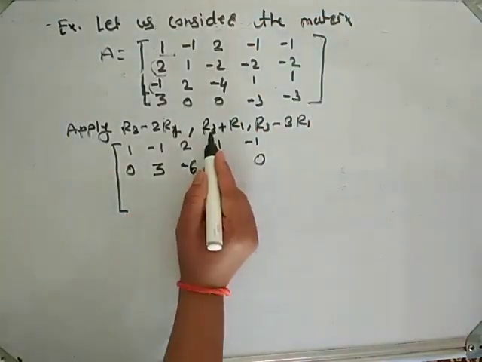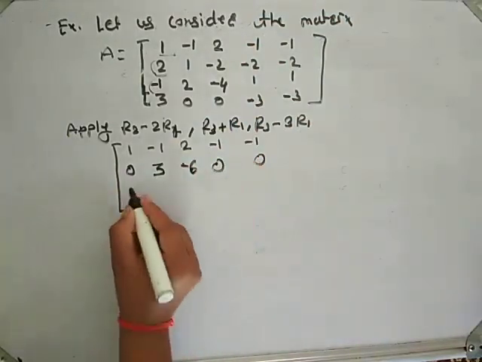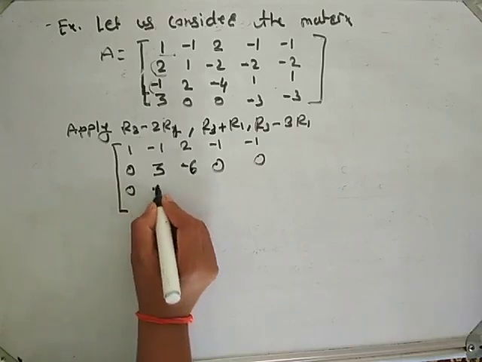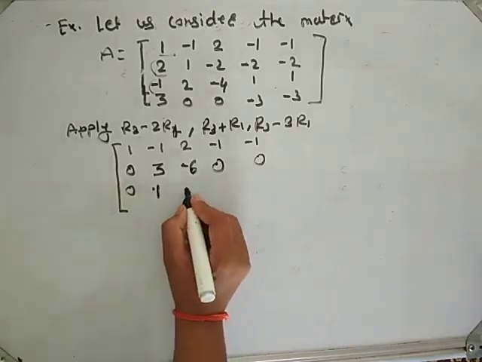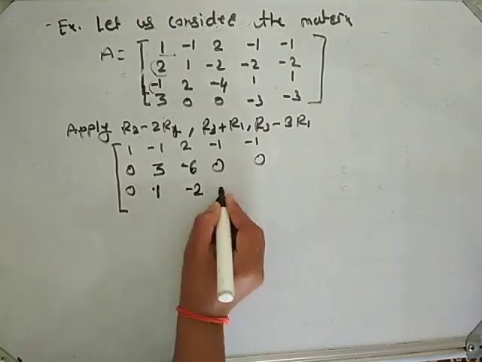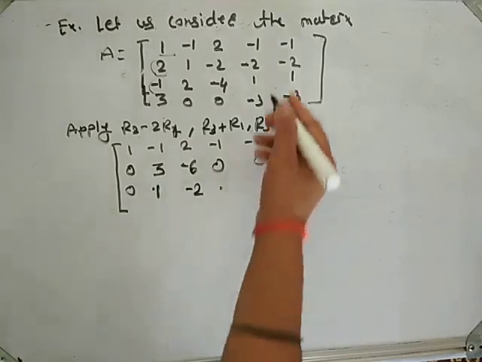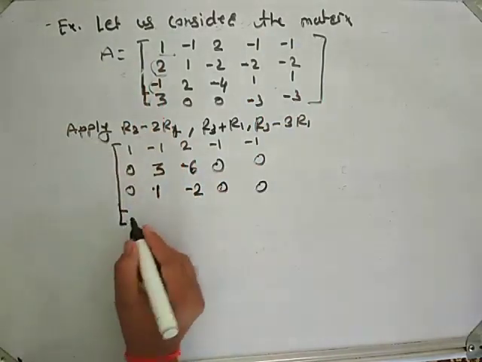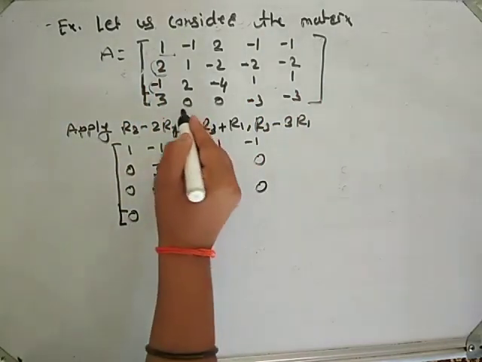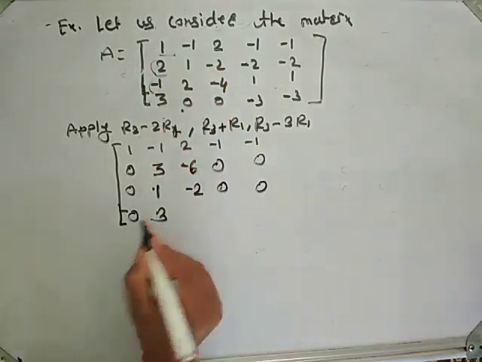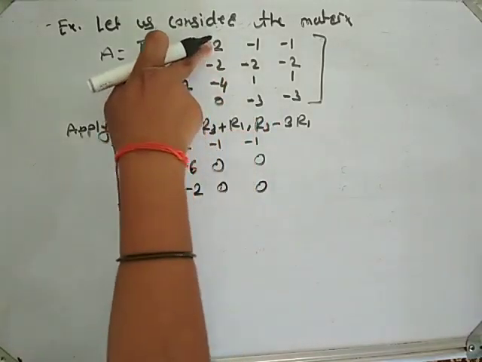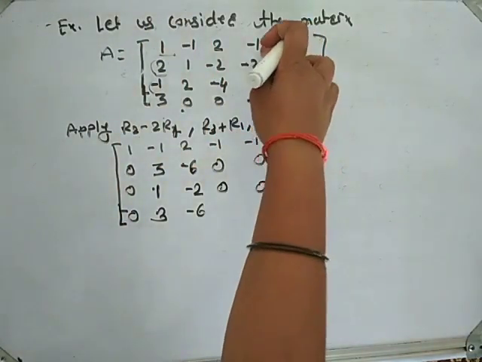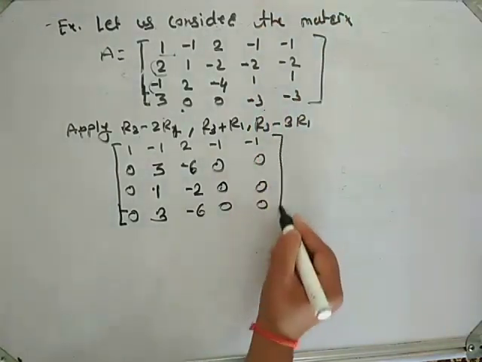Okay. Next is R3 plus R1. Means 1 minus 1 is 0. Okay. 2 minus 1 is 1. Minus 4 plus 2 is minus 2. Next 1 minus 1 is 0. 1 minus 1 is 0. Then R4 minus 3R1: 3 minus 3 is 0. 0 plus 3 is plus 3. 0 minus 6 is minus 6. Minus 3 plus 3 is 0. Minus 3 plus 3 is 0.